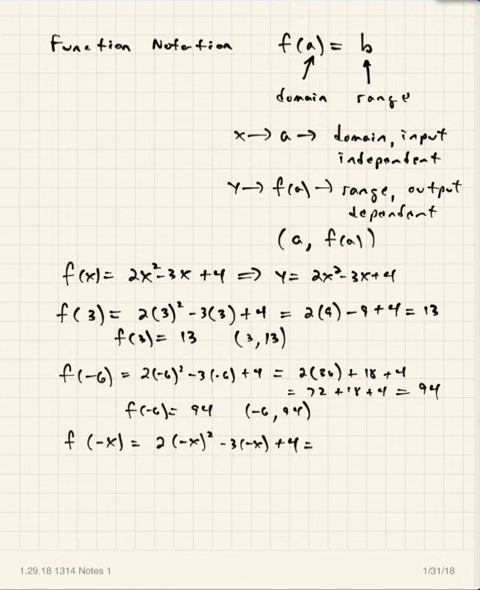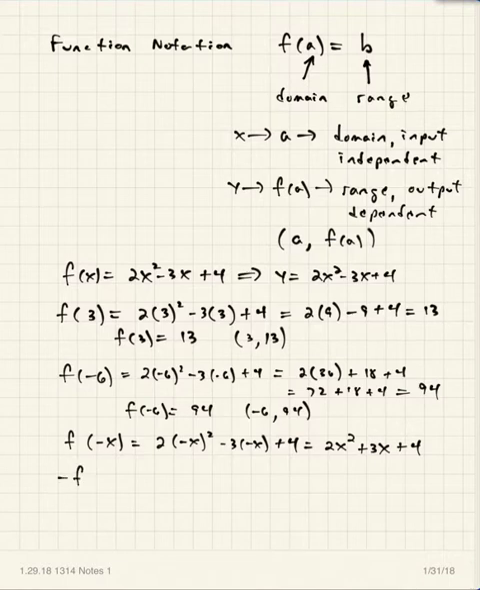So substituting in negative x. What happens when you square negative x? Well, that gives you positive x squared. So that's just 2x squared. In other words, the first term doesn't change at all. The second term, however, does change because you have a negative 3 times a negative x, which is positive 3x, and then plus 4. So our answer there would be 2x squared plus 3x plus 4. The first term did not change sign, but the second term did.